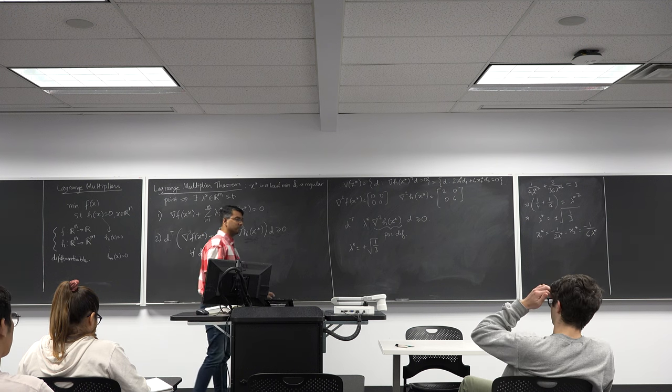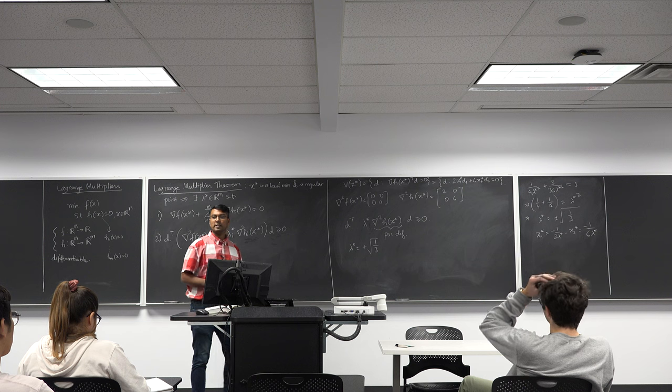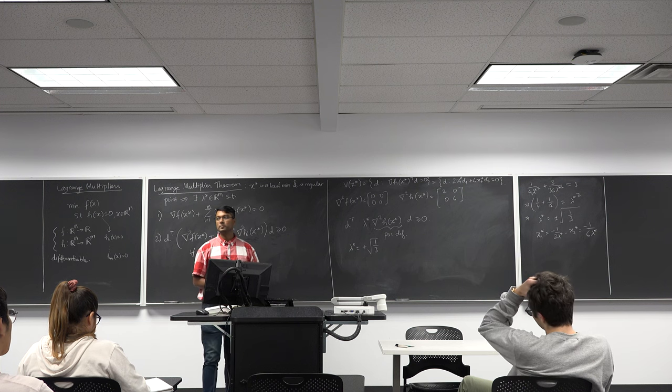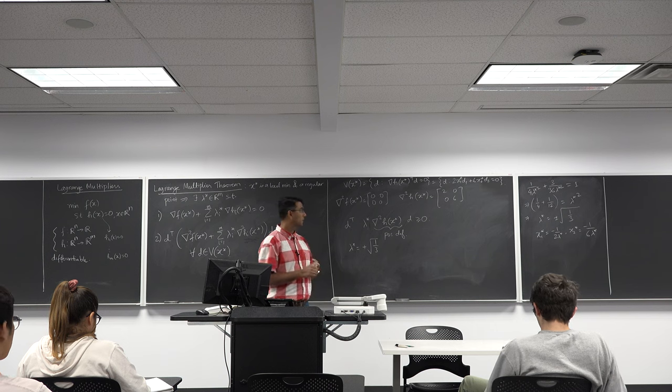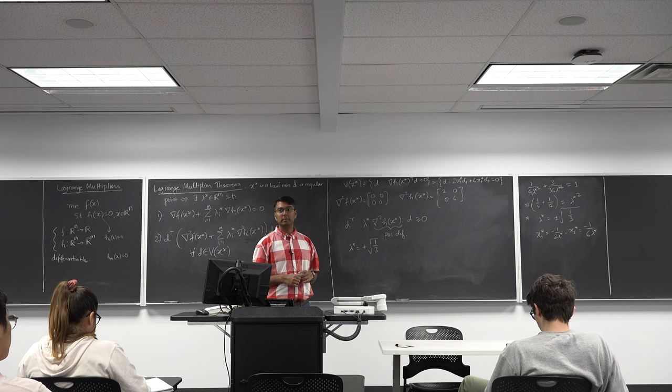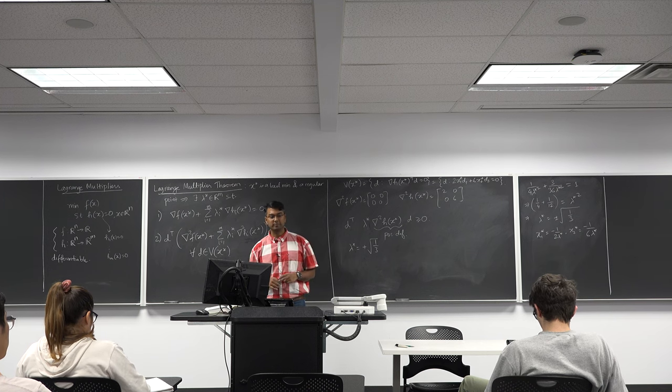Okay. Yeah. Okay. Any other question? Okay, so in the next class, we'll talk about sufficient conditions for optimality, and we'll check that this satisfies sufficient conditions for optimality, and therefore it's a local minimum of the function at h(x) equals 0. Thank you.